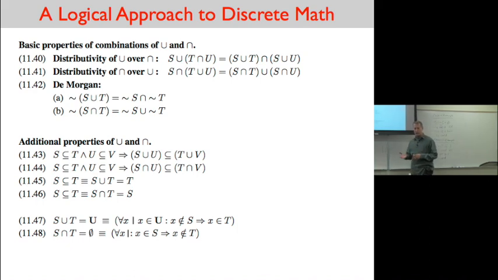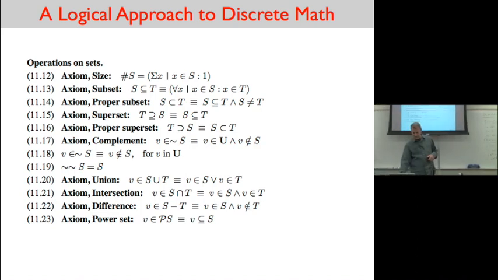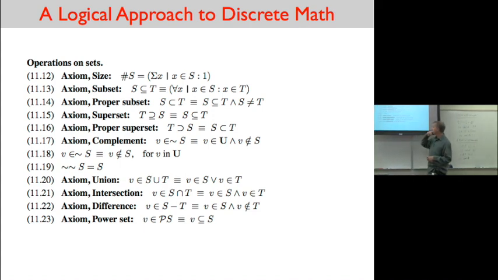Because the union is based on what? What's the definition of the union? Let's go back and look at the definition of union. Do you remember what the definition of union is? Axiom union, here's axiom union 20. It says v is an element of S union T equivales what? S or v is an element of T. So you see the union is very closely related to or.